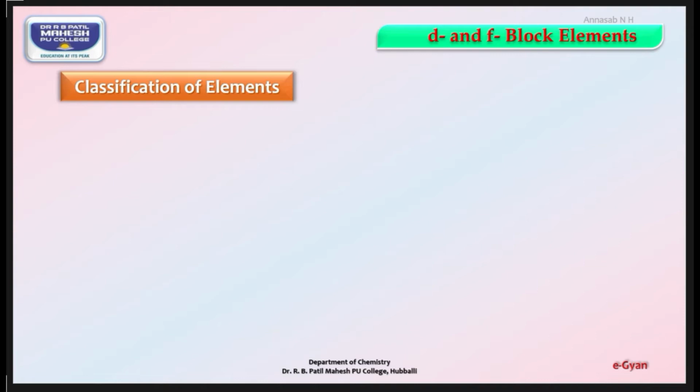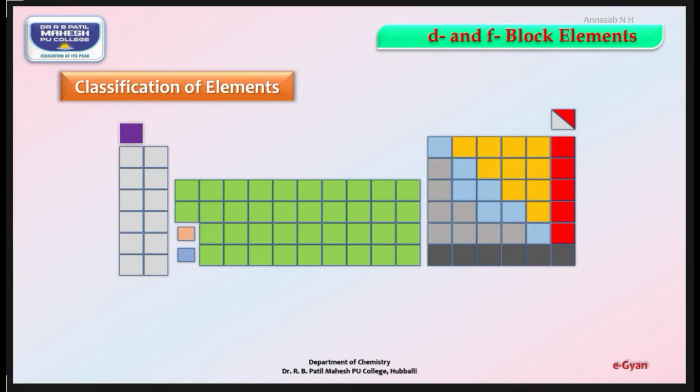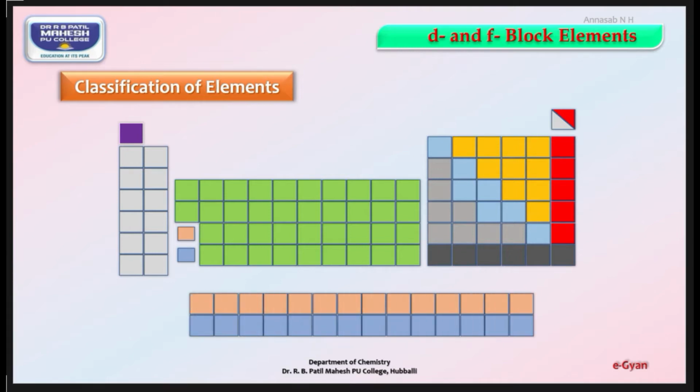Classification of elements we learned. Periodic table is divided into 4 blocks. The first block, which includes 2 groups. Second block at the middle of the periodic table. Third block with 6 groups. And the fourth block, which is derived from the middle portion of the periodic table.